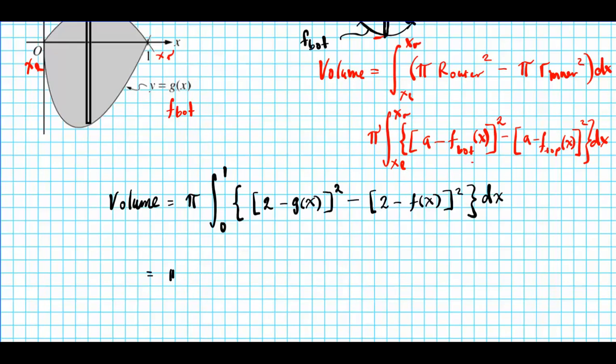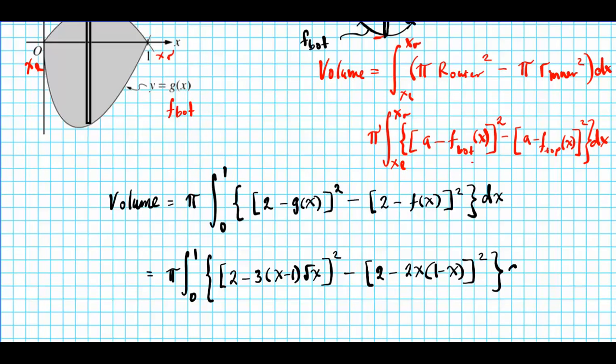So we're going to have pi times the integral from 0 to 1 of 2 minus g of x. g of x is 3 times x minus 1 root x. Okay, so you square that. Pi times this radius squared gives you the area of the outer disk minus 2 minus f of x, which is 2x times the quantity 1 minus x. Close that. Square dx. Pi times this gives you the area of the inner disk. When you subtract it, you have the washer. Okay. All right. Now let's input this into our calculators.